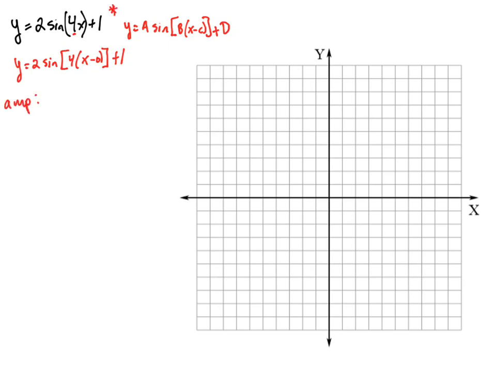So let's just go through. We want to find the amplitude. The amplitude is the absolute value of the a value. So absolute value of 2, which is 2. The period length is 2 pi divided by the b value. B value here is 4, so 2 pi divided by 4. So simplifying that, we get pi over 2.